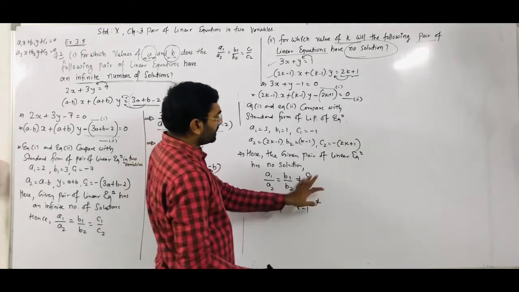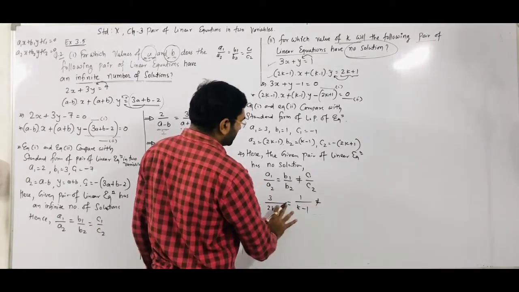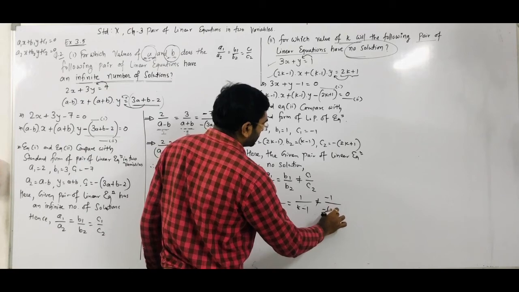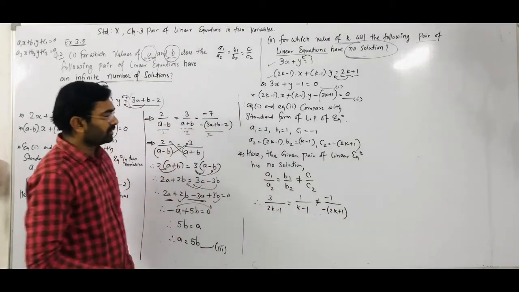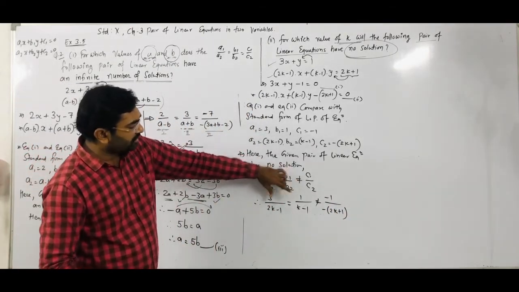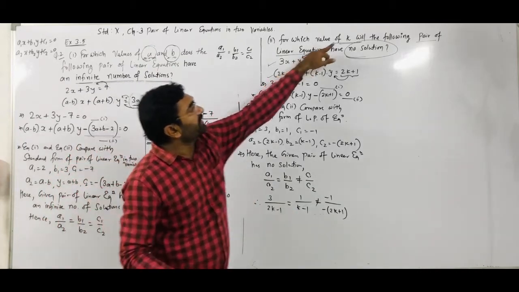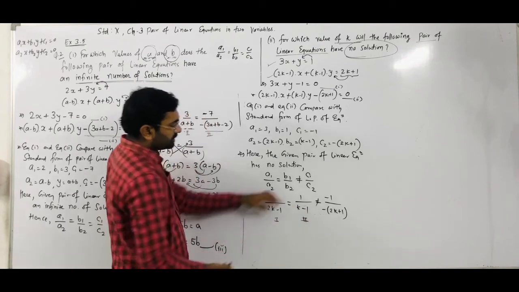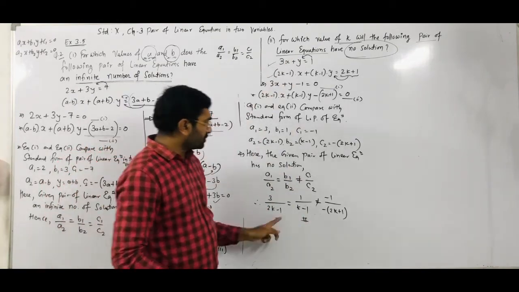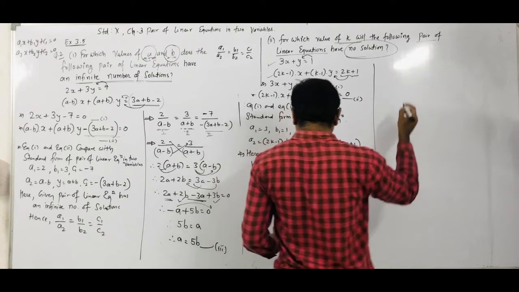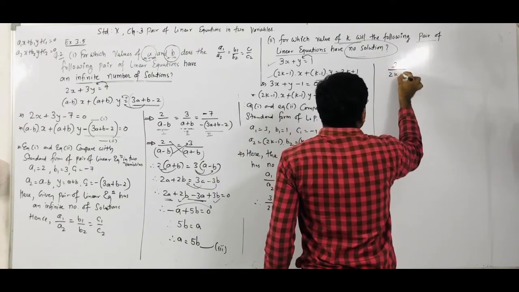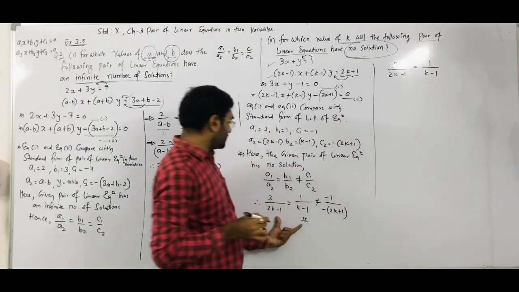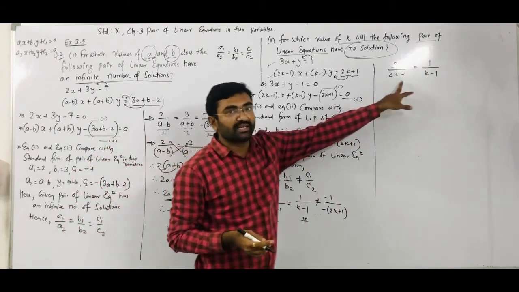It is not equal to c1 upon c2, but there is no need to write that, because it is not equal and we need not worry about it. Because these first two terms are equal, from there we can find our k value. So comparing the first and second, we get 3 upon 2k minus 1 is equal to 1 upon k minus 1.